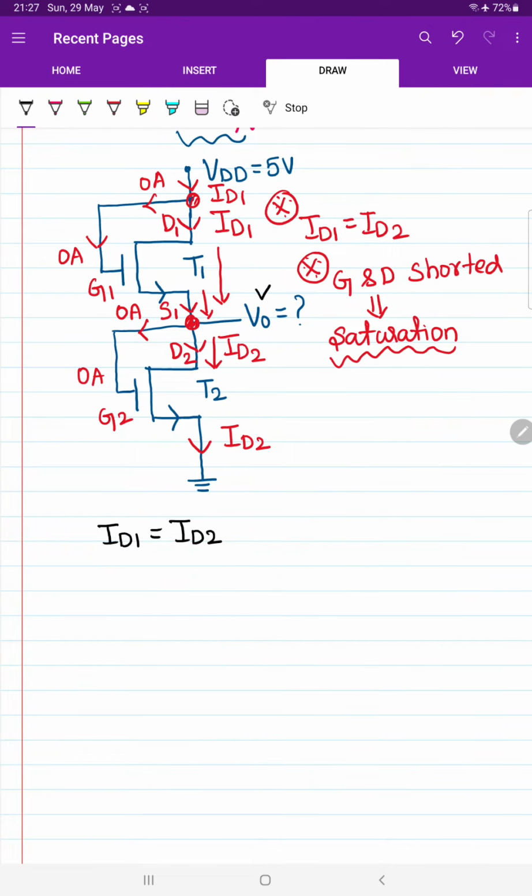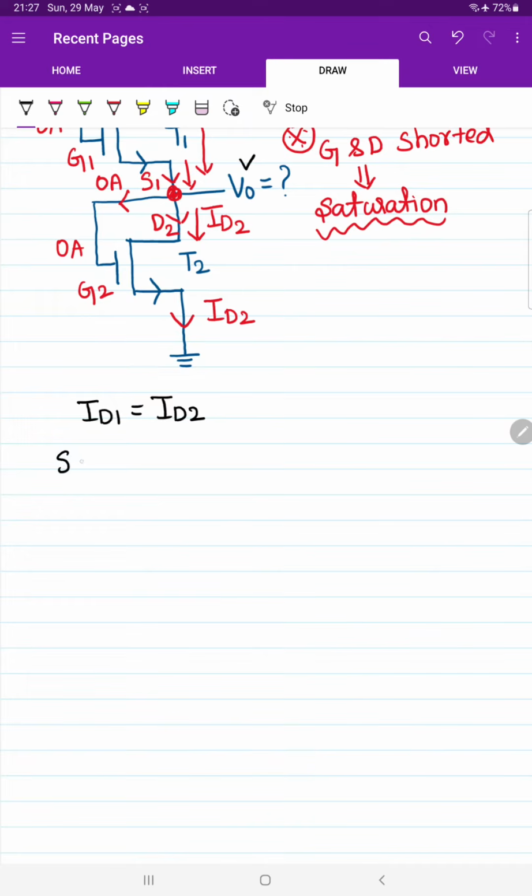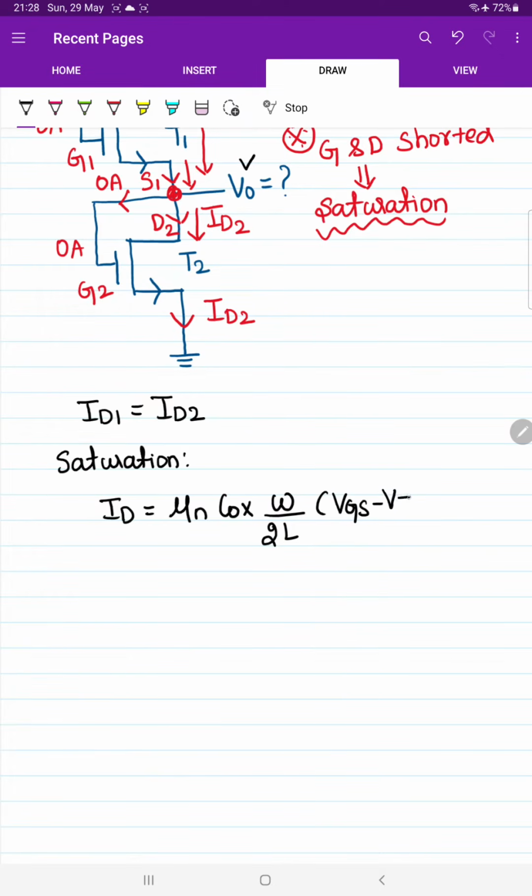So let me tell you a few more things. From the transistors, let us define all the parameters one by one. First I will write the expression for ID. In the saturation region, what is the generalized expression for the current? In the saturation region, the generalized expression for the drain current can be defined as mu n C ox omega by 2 times L into, in brackets, VGS minus VT whole power 2.